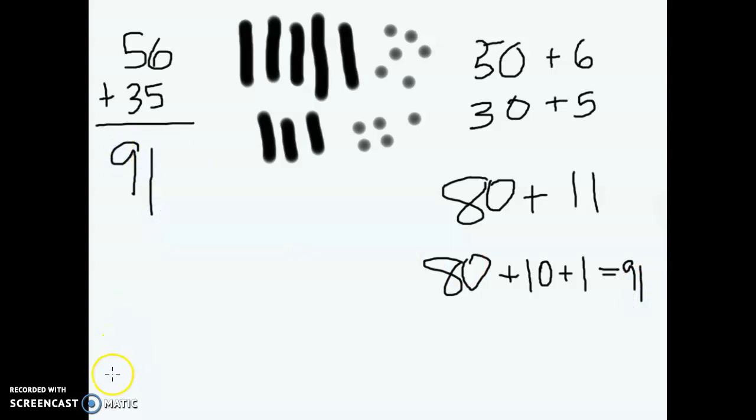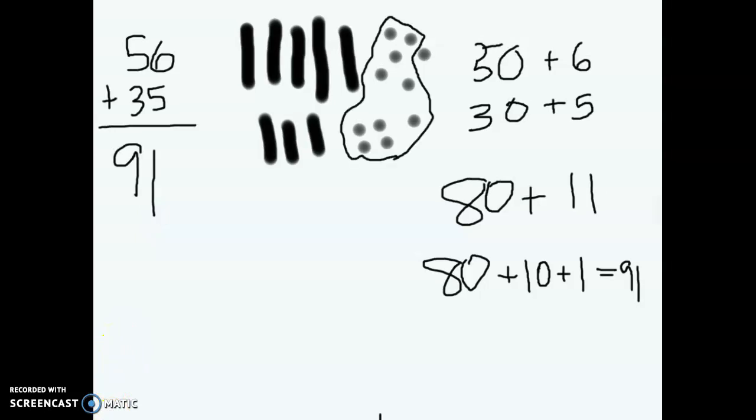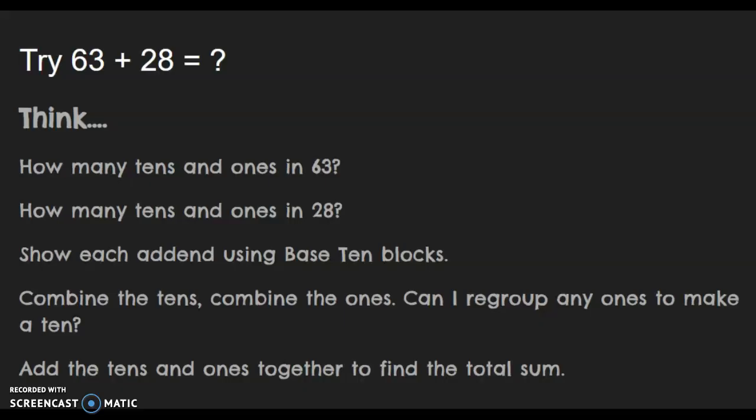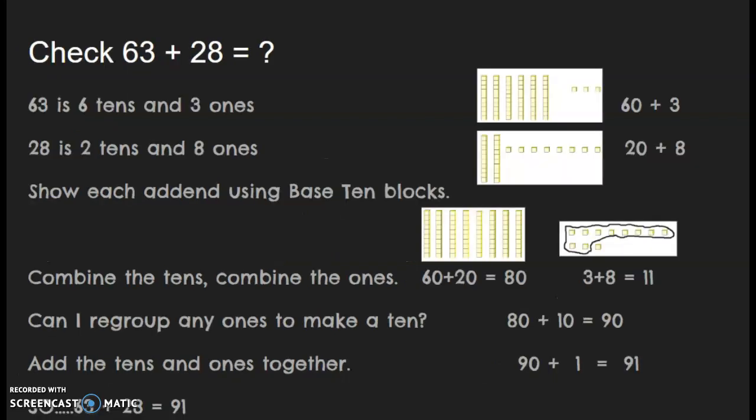Do you want to try another one? Just remember, in this example, I broke apart the 11 into a group of 10 and one more. We may have to do that. Let's take a look. Try 63 plus 28. Remember, you may be able to regroup and combine some ones to make a group of 10. Pause the video here. Check your work, looking at the steps here. Pause the video if you need to.